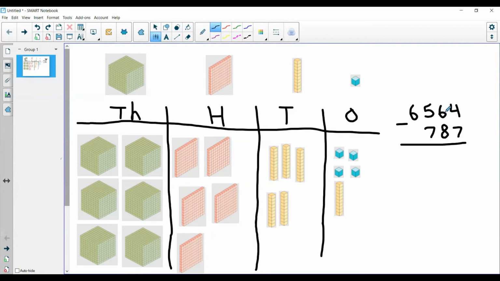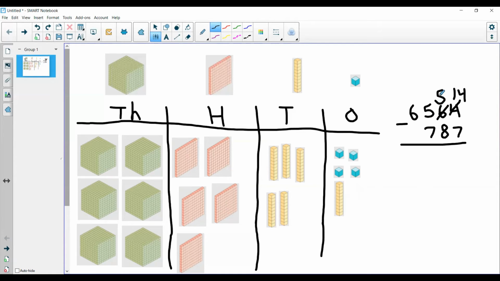It looks like this. I go to my neighbor, the tens. I take 1 ten, so now I'm left with 5 tens. And now I have an extra 10 ones, so that gives me 14 ones. Now I can subtract, or I can keep going and see if I need to regroup anymore.